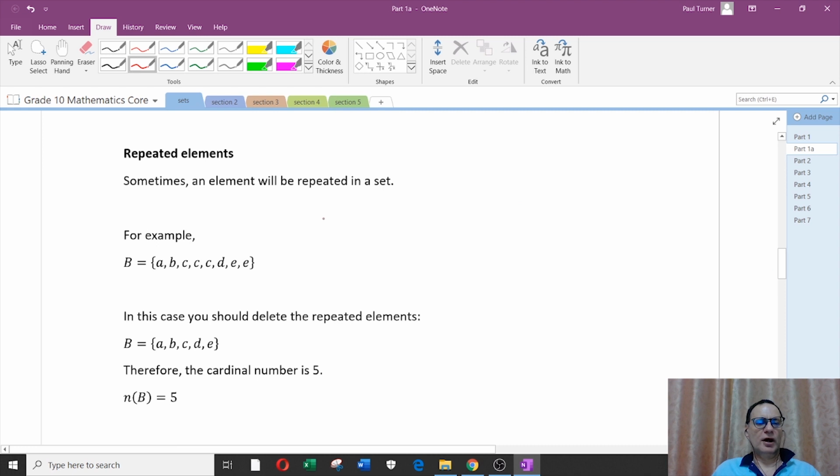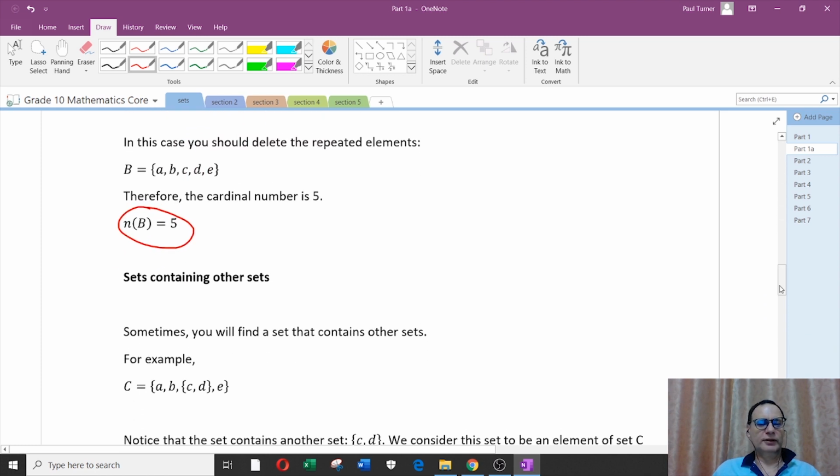In some sets, you'll be given questions where the elements are repeated. In this case, you can see there are 3 C's and 2 E's. We normally ignore these. So when you do your questions, rub out the ones that you don't need. So we see we've got A, B, C, D, and E. So actually the cardinal number is 5. So we delete them, write them again, and the cardinal number is not a larger number, it's only going to be 5 because we've deleted some of the elements.